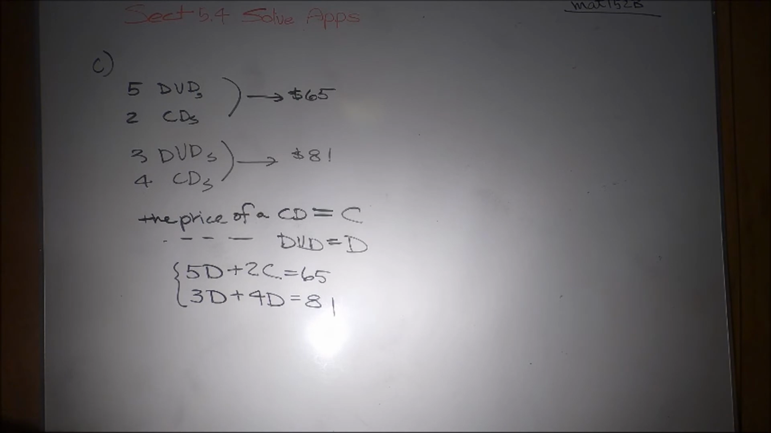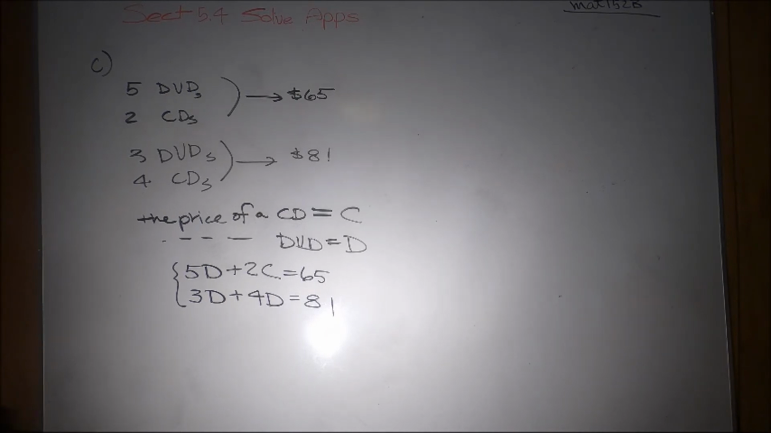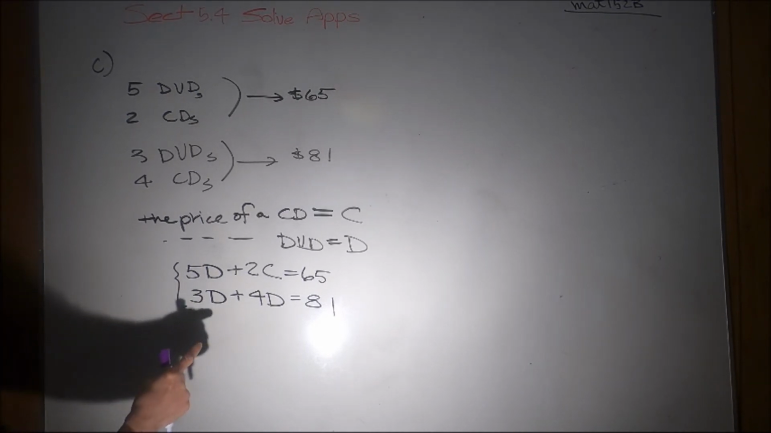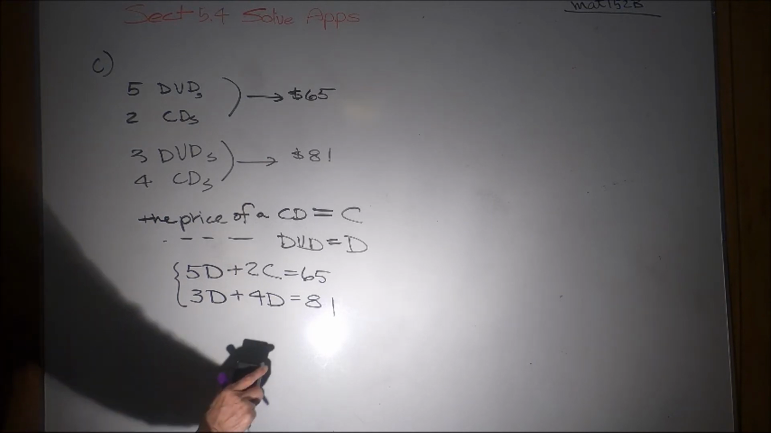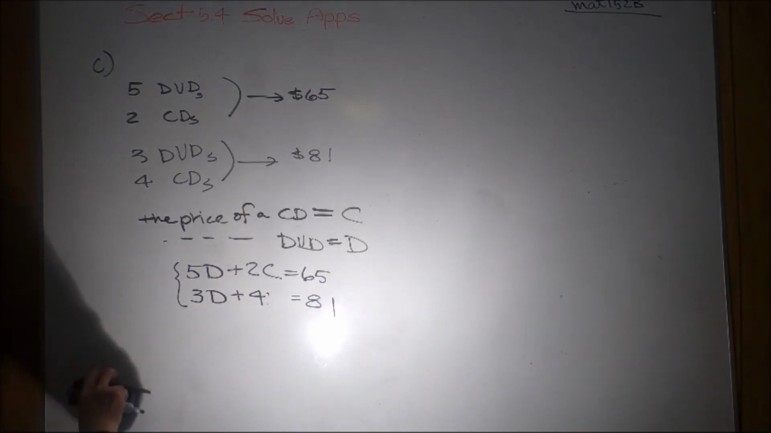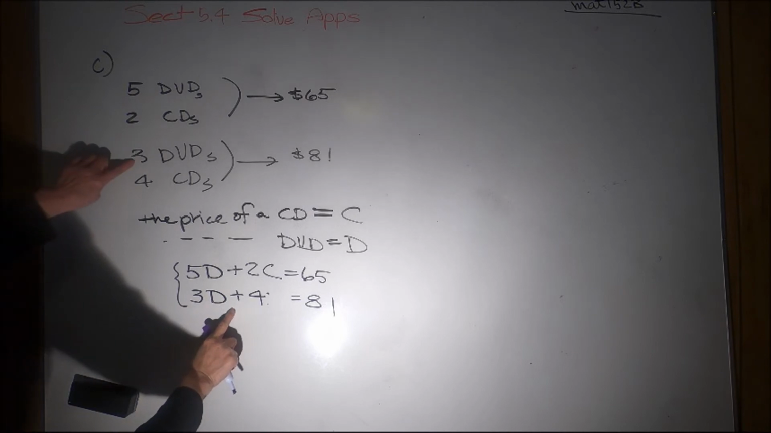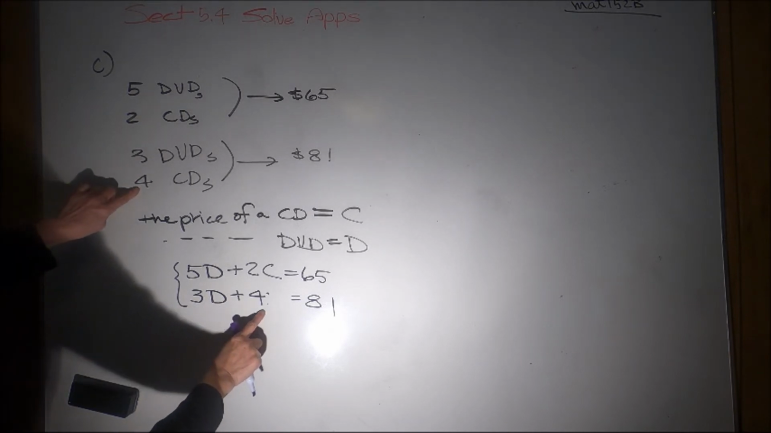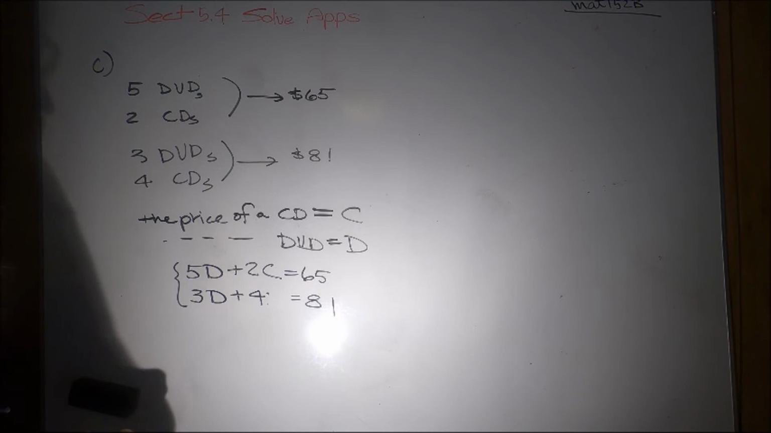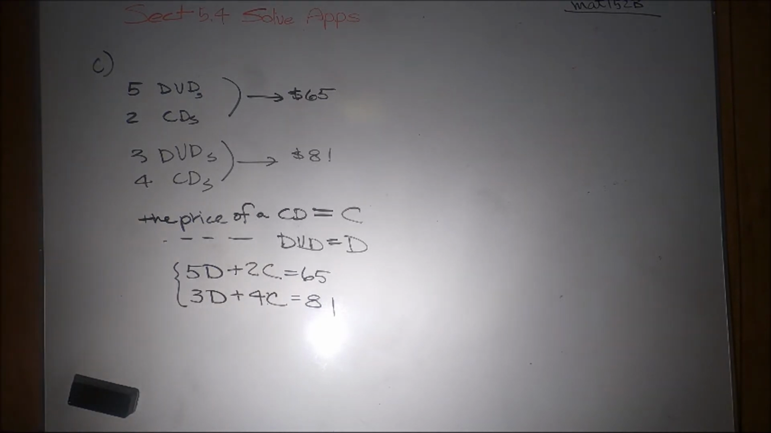Elimination or substitution? It looks like elimination is much easier. Okay, this is not 4D. So 3D plus 4 CDs should be what? 4C, right? So then what do we do?